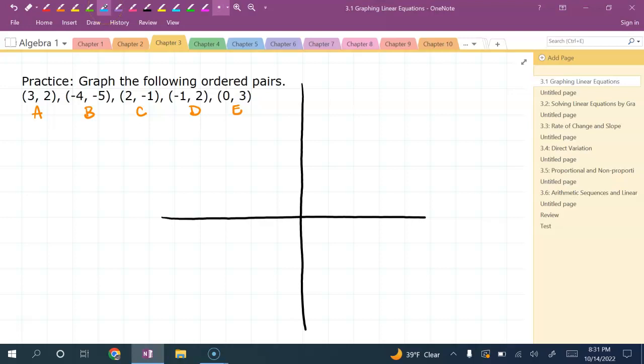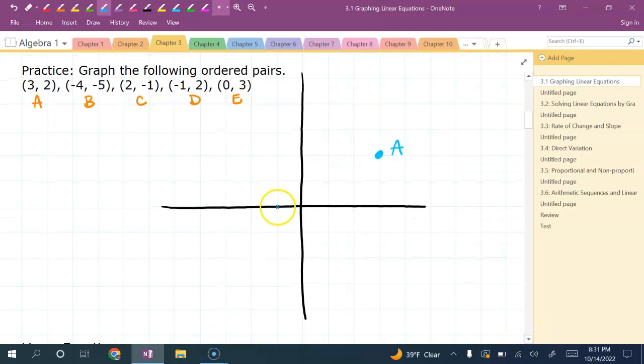So for that first point, (3, 2), you should go right 3 and up 2, and that's where A is going to go. Now for B, they're both negative, so you need to go the opposite directions. You need to go left 4, down 5. For C, you go right 2, down 1. For D, you're going to go left 1, up 2.